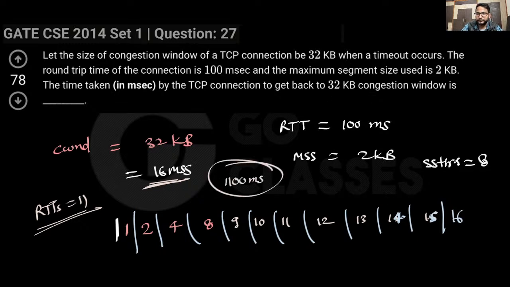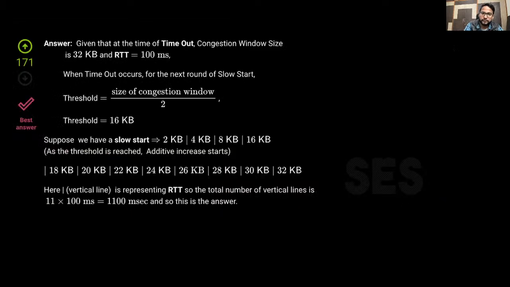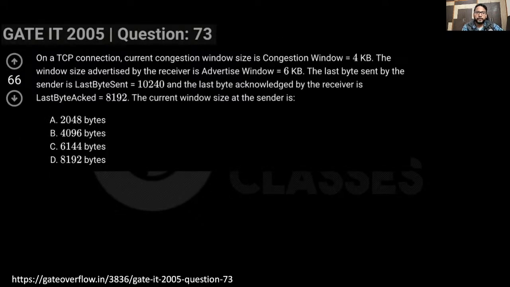Okay, cool. Now let's continue. I hope you understood this question. Let's continue with the next question. Let me know what answer you are getting for this question.